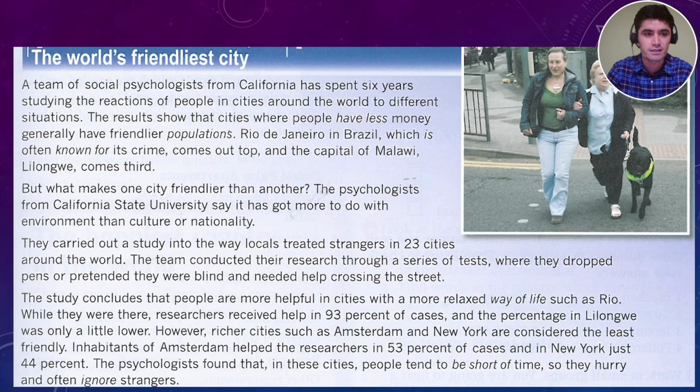Alright, this is the text. Team of psychologists from California. California is mentioned here, but it doesn't have any relation to the 4 cities. Next we have Rio de Janeiro in Brazil, and the capital of Malawi, Lilongwe. Next city here is Rio again. Amsterdam and New York. Any more cities? No, no more cities.